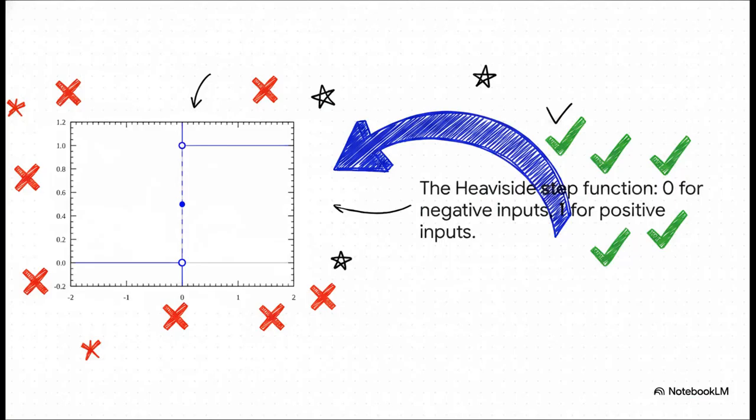And just look at this graph. It shows you exactly why this thing is so useful. You see how for every negative input, the output is just a flat 0? Then bam, right at 0, it jumps instantly to 1 for all the positive inputs. That clean, decisive leap makes it the perfect tool for scoring things that have a clear right or wrong answer.